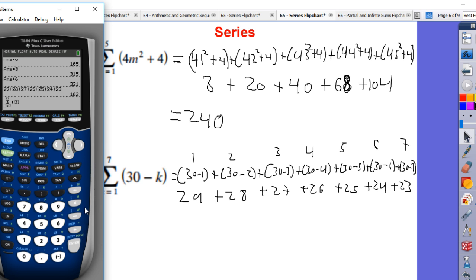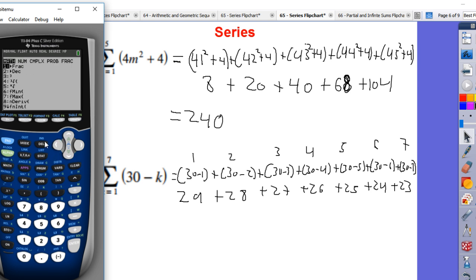Okay. Let's see. Alpha... I went to math summation. Let's say x equals 1. The stopping number is 7. Our formula is 30 minus x. The answer is 182. So here's how we put it in our calculator.